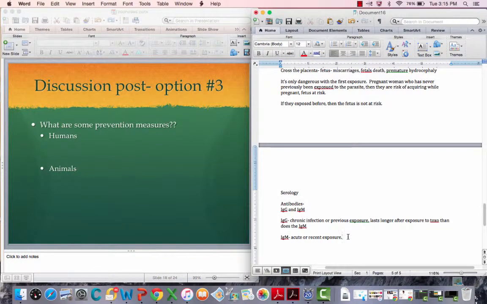So the third option on discussion posts is to focus on toxoplasmosis. We already talked a little bit about preventative measures, but I'd like you to go into a lot more detail about what can be done to try to prevent this disease, both in humans, not just pregnant women, but all types of situations. And then also what can be done to prevent this condition in other animals as well.